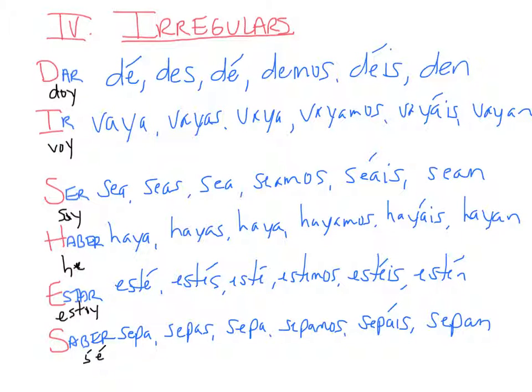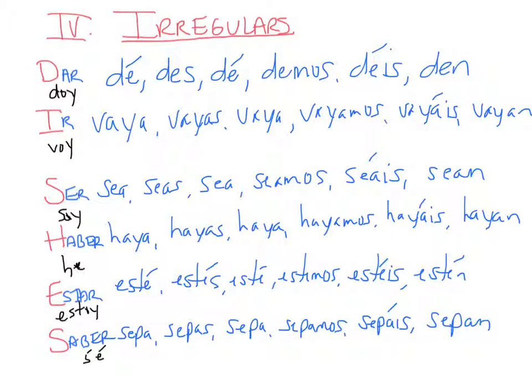And here are your conjugations of these verbs. We have dar: dé, des, dé, demos, deis, den. Ir, as you can read, vaya, vayas, etc. Ser: sea, seas, sea, seamos, seáis, and sean. We have haber: haya, hayas, haya, etc. Estar: esté, estés, esté, etc. And then saber: sepa, sepas, sepa, and so on.